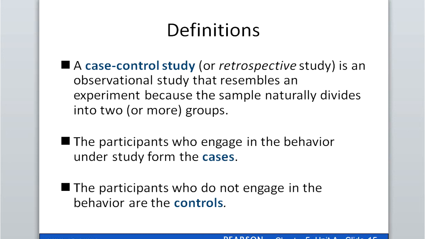The ones that do engage in the behavior are the cases. So the smokers would be your cases, and then the non-smokers would be the controls. And you could see the effect of smoking on the babies. But again, you're not the one making somebody smoke or not smoke. These people are coming to you as they are, and then you're working with them from there. So that would be a case-controlled study. It kind of looks like an experiment because you've got two different groups. But the difference is you're not putting the people into groups. They've self-selected themselves.